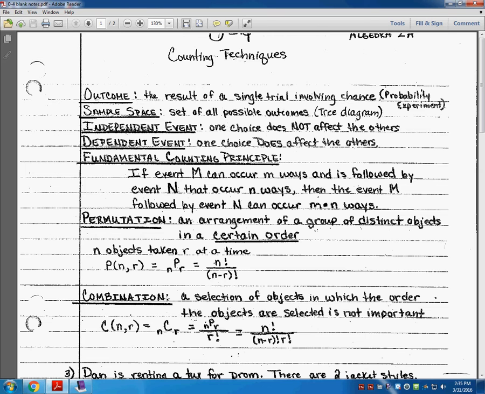The first vocab word is outcome. It is the result of a single trial involving chance, a probability experiment. You guys have heard this before. What's the outcome that it might rain today, that kind of thing. Sample space is the set of all possible outcomes. Usually we use a tree diagram. It's pretty easy with that.